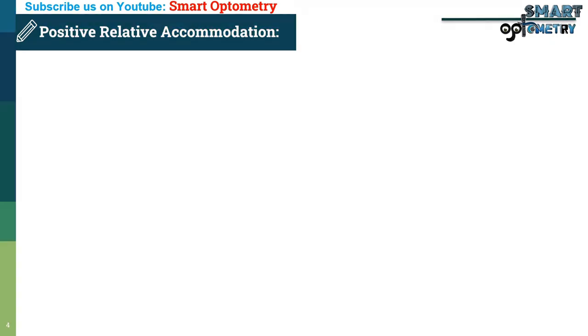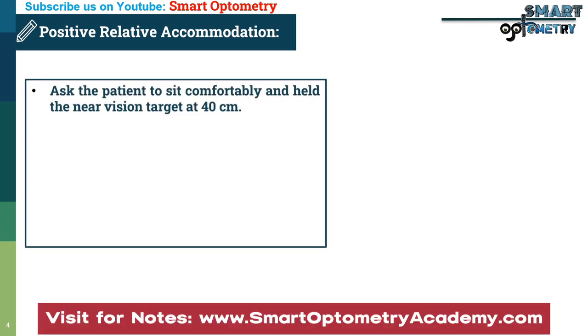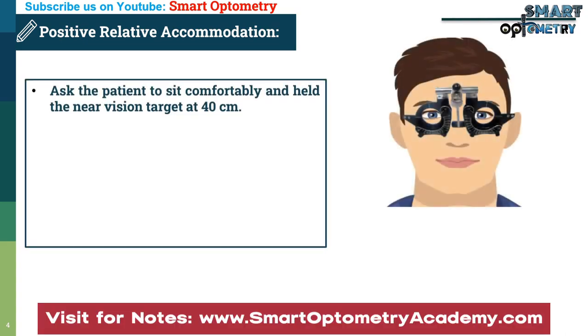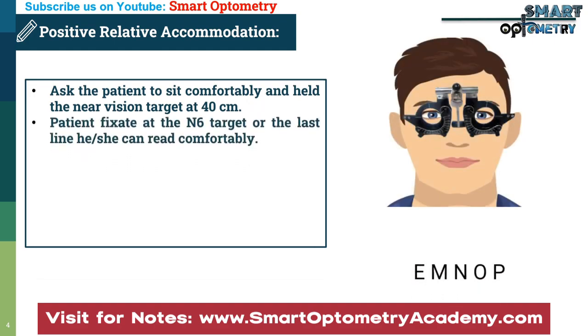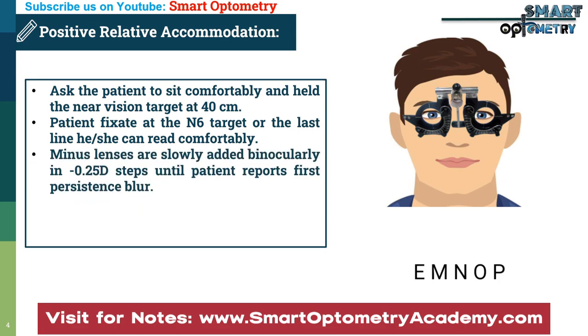Now let's see how to measure positive relative accommodation. Ask the patient to sit comfortably and hold the near vision target at 40 cm. The patient fixates at the N6 target or the last line he or she can read comfortably. Now minus lenses are slowly added binocularly in 0.25 diopter steps until the patient reports first persistent blur.